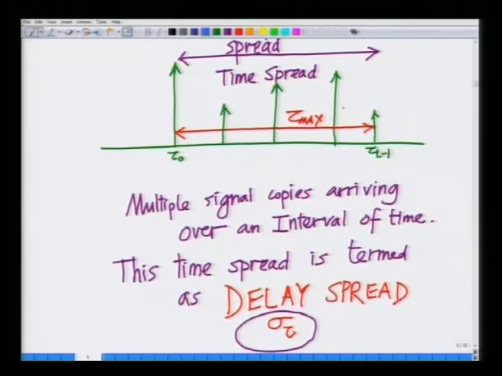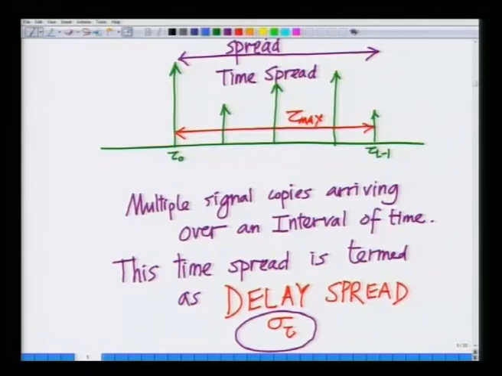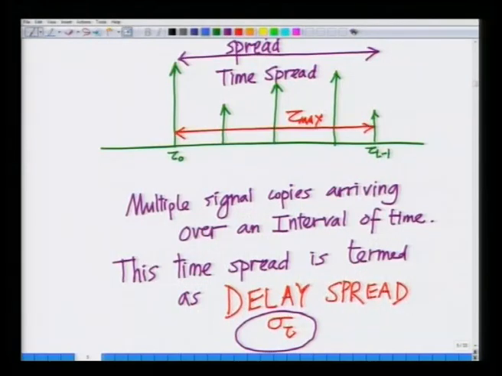So, now my signal is arriving over an interval of time, unlike a wired communication channel where there is only one path. Because of the scattering and the multipath propagation environment in a wireless channel, I have multiple components arriving. These components are arriving over a certain time interval. This is also known as a time spread, and this interval is technically known as the delay spread of the signal, that spread of time over which the different signal copies are arriving.